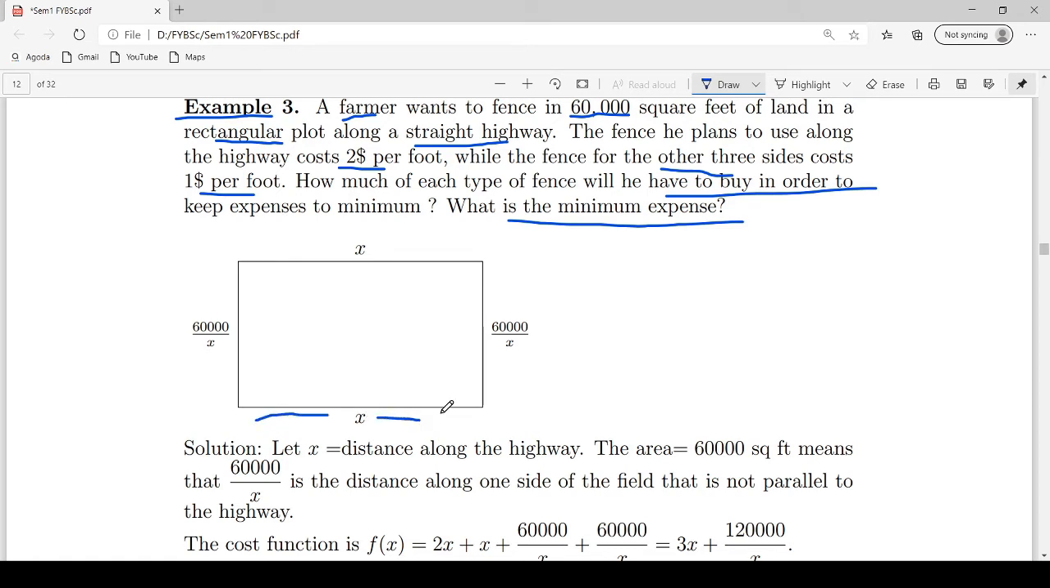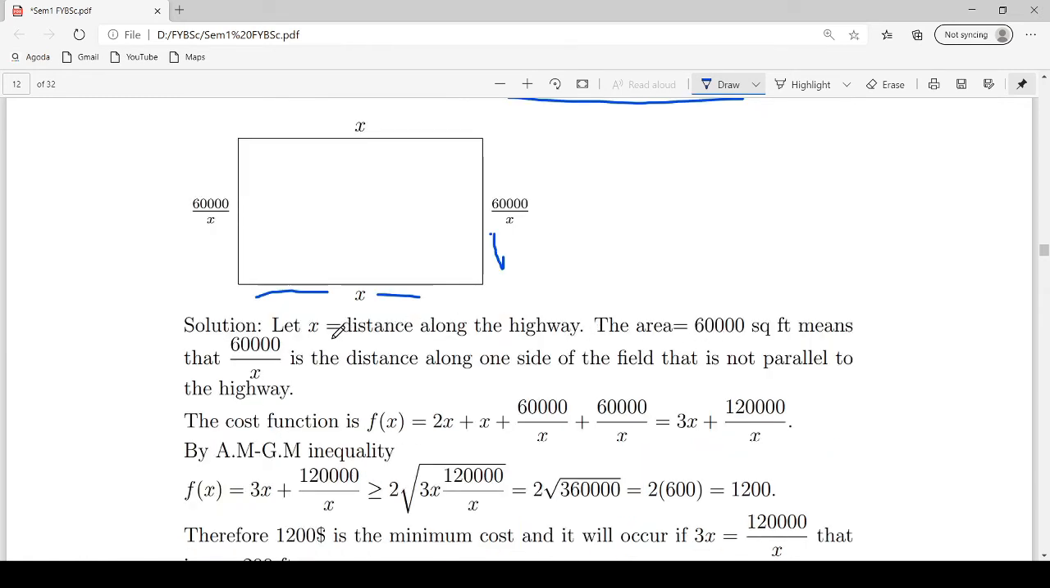Therefore, the distance of the side which is not parallel to the highway will be equal to 60,000 upon x, because the area of your rectangle is 60,000 and the length of your rectangle is x. Therefore, you can say the breadth of your rectangle will be 60,000 divided by x. So here I have written that x is the distance along the highway and the area is 60,000 square feet. That will imply that 60,000 upon x is the distance along one side of the field that is not parallel to the highway. So that we have already shown in this figure.